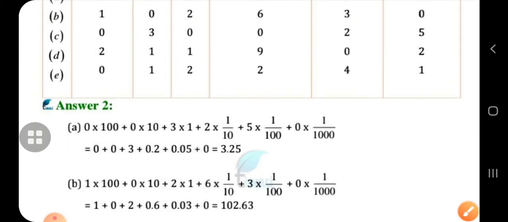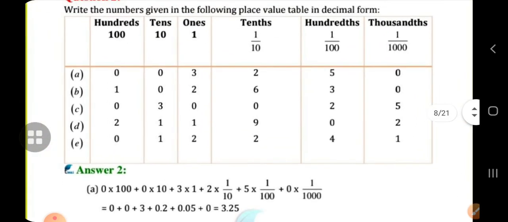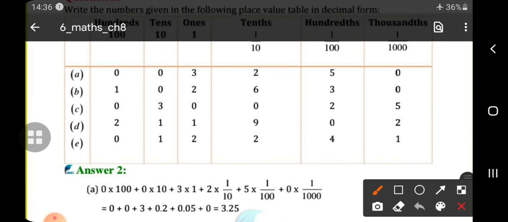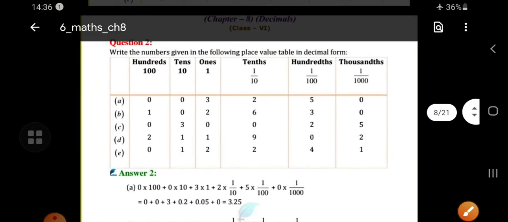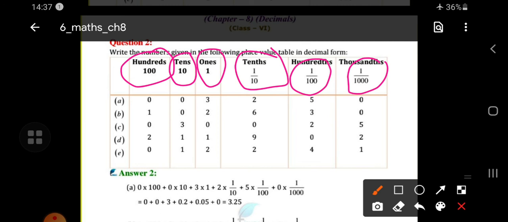But if you have to show any calculation, if it is of 2 marks or 3 marks, then you need to show the calculation. Then how to do it? Let's see. Hundreds, it means you have to multiply by 100. Tens, then multiply by 10. Ones, it means the given number you multiply by 1. Tenth, the given number multiplied by 1 upon 10. Hundredth, multiply by 1 upon 100. And thousandth, multiply by 1 upon 1000.